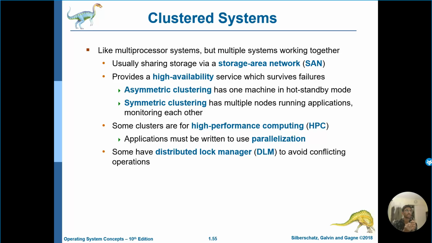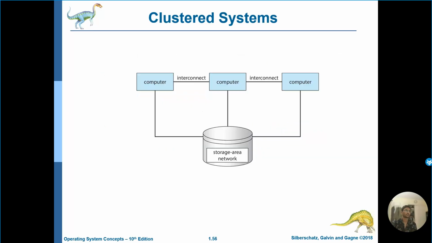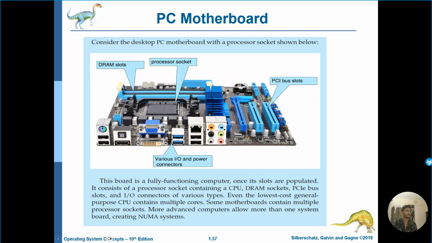There are two types: asymmetric clustering, where one machine is in hot standby mode, for a specific task, right? But symmetric clustering has multiple nodes running applications and monitoring each other, not just one application. Cluster system, this is what it kind of looks like. You have this network that's connecting each of them. Then you have different computers, multiple computers. Example of a motherboard.